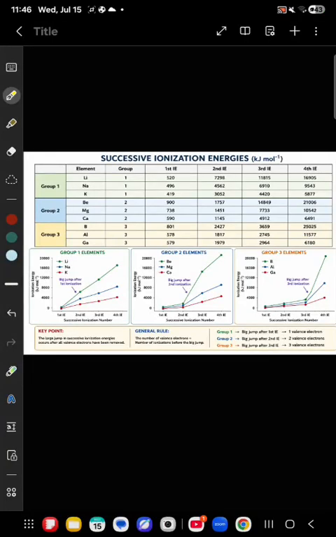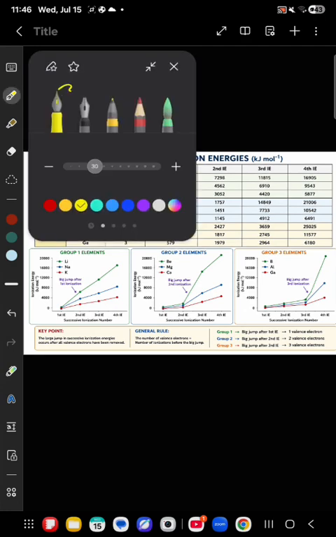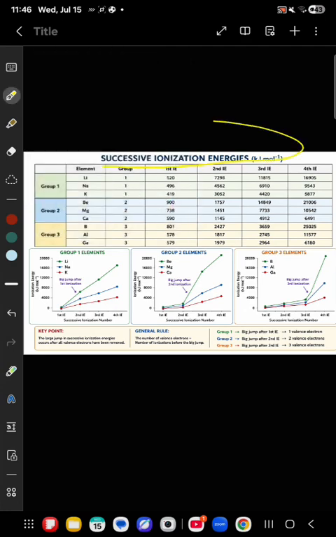Let's discuss the successive ionization energy. Successive ionization energy is one of the very important topics. You can see many tables and many questions and many graphical questions in your exam about the successive ionization energy. So let's crack the concept of successive ionization energy. What does it mean by successive ionization energy?